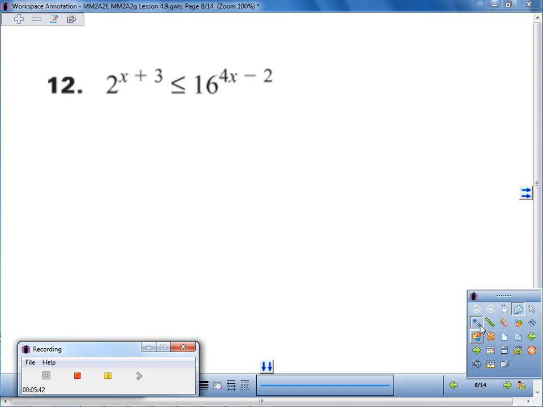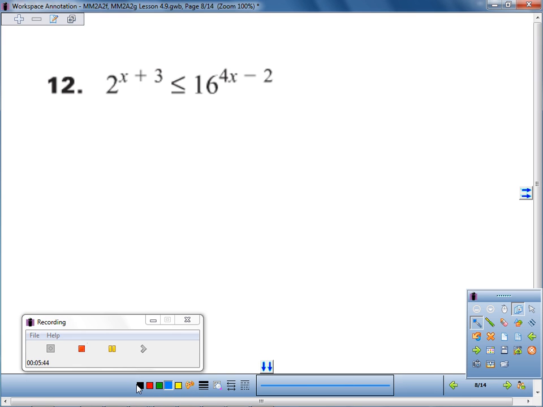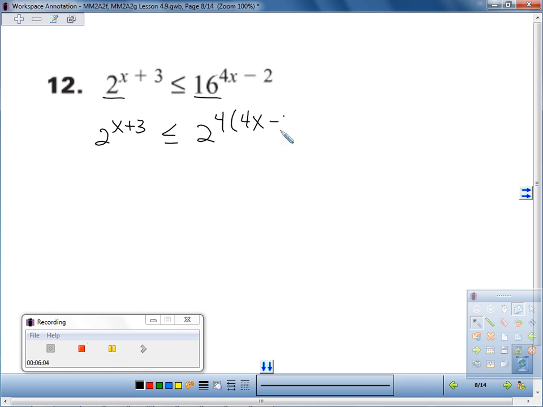Alright, let's look at 12 here. Now with 12, we're going to get the same base. Well, I've got 2 over here. I want to make this 2. So let's have 2 to the x plus 3. Okay, 2 to the what power gives me 16? 2 times 2 is 4, times 2 is 8, times 2 is 16. So 2 to the 4th power. So we end up with x plus 3 is less than or equal to 4 times 4 minus 2.